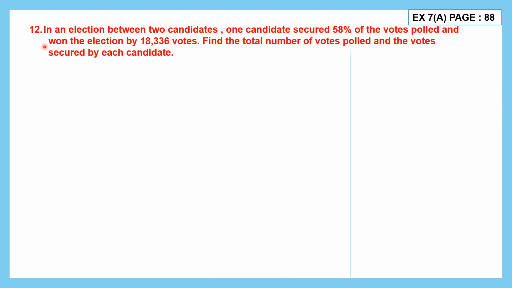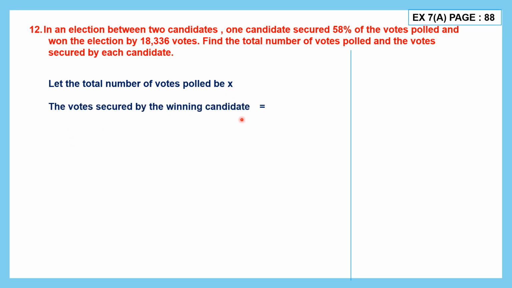Question 12. In an election between two candidates, one candidate secured 58% of the votes polled and won the election by 18,336 votes. Find the total number of votes polled and the votes secured by each candidate. Okay, let's start by saying let the total number of votes polled be X. Then the votes secured by the winning candidate, we are told, is 58%. So 58% of X. This is how much he got.